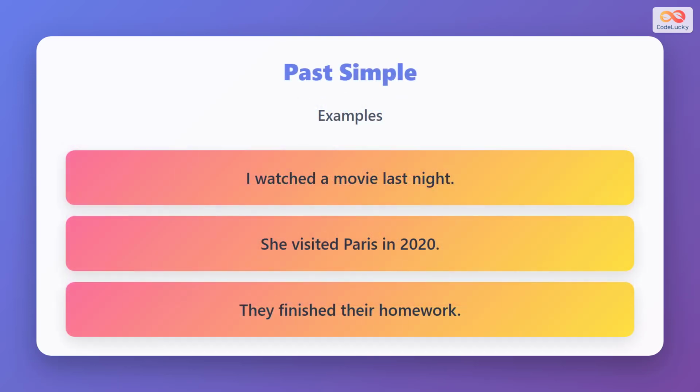Here are some examples of past simple. I watched a movie last night. The action of watching is finished. She visited Paris in 2020. The visit happened and ended in the past. They finished their homework. The homework is done, complete. Notice how all these actions are finished events.